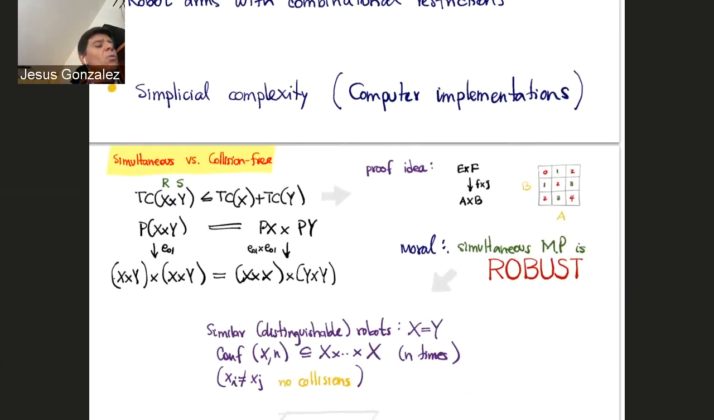Just say that if you want to motion plan two robots simultaneously, then it is more robust to do it simultaneously, because then you potentially need fewer local rules. So simultaneous motion planning is robust for purposes of noise.